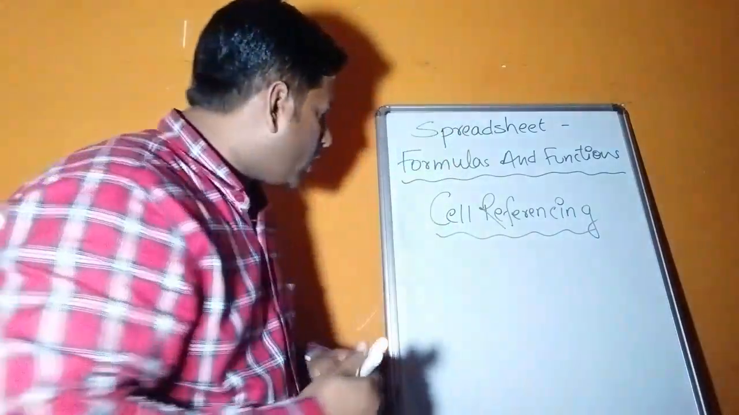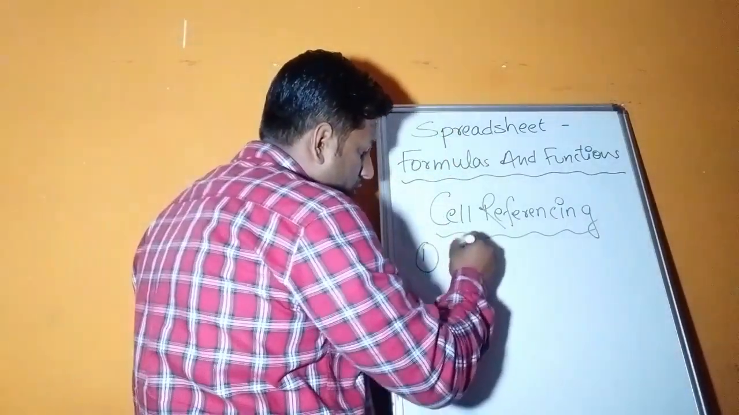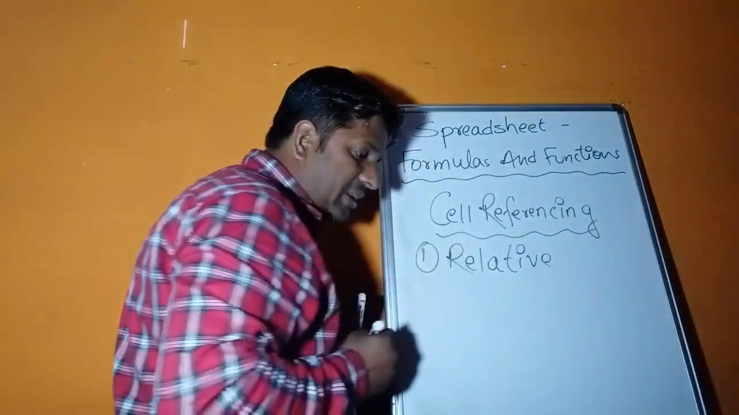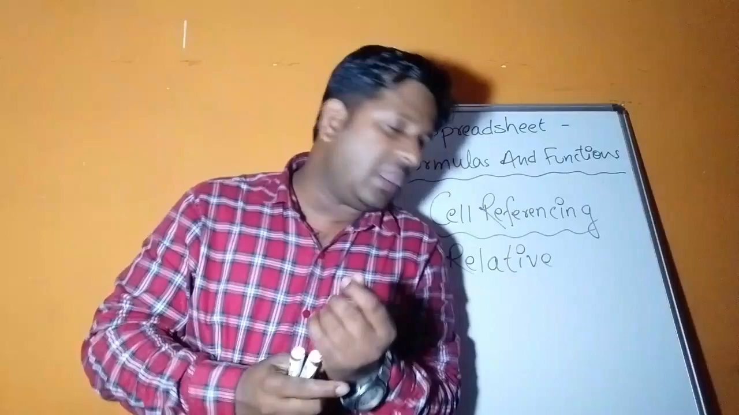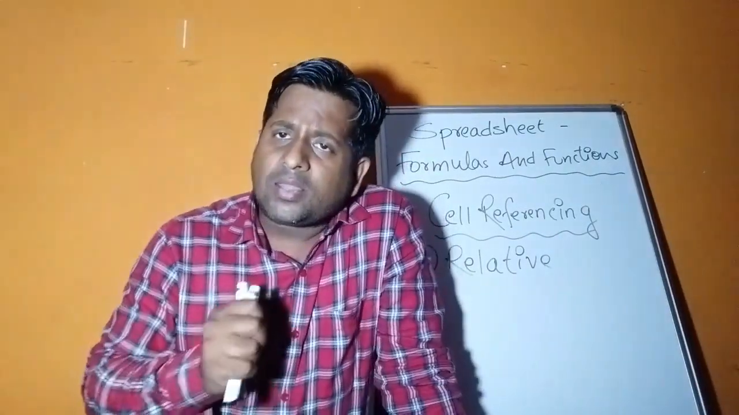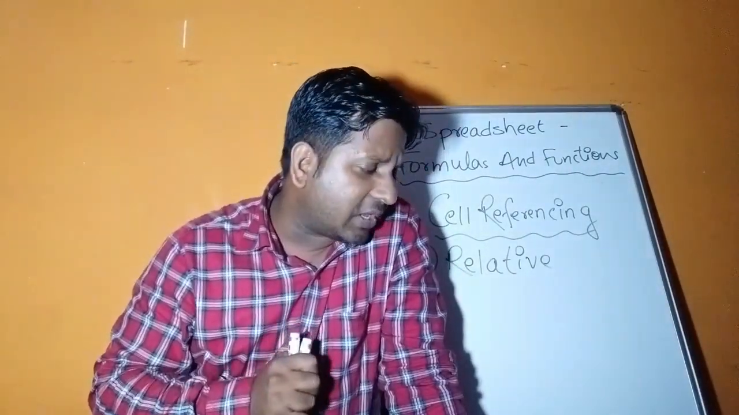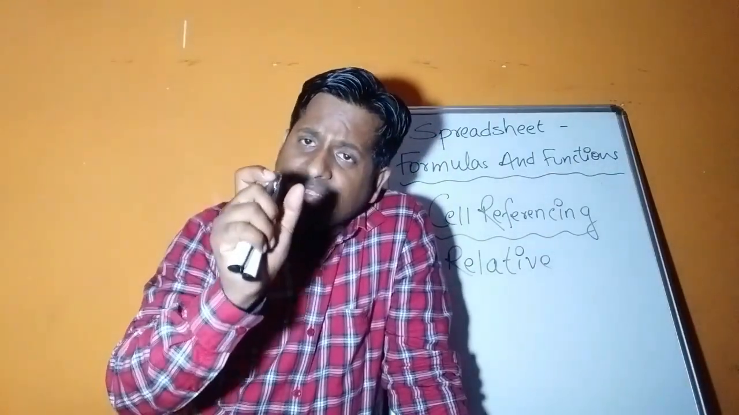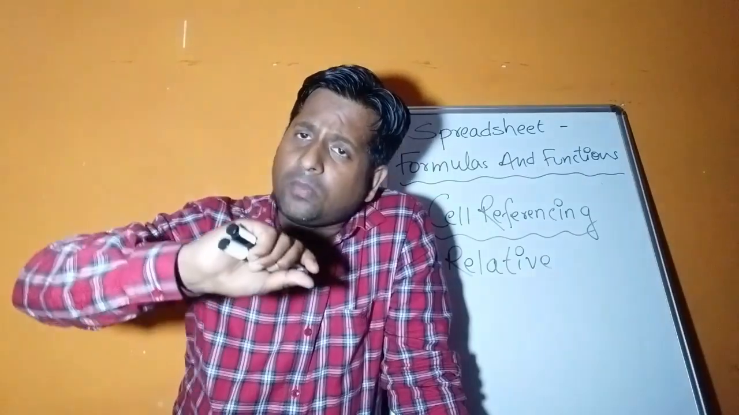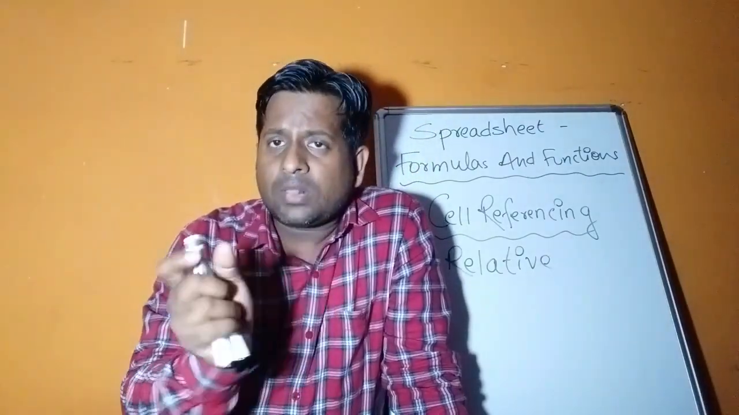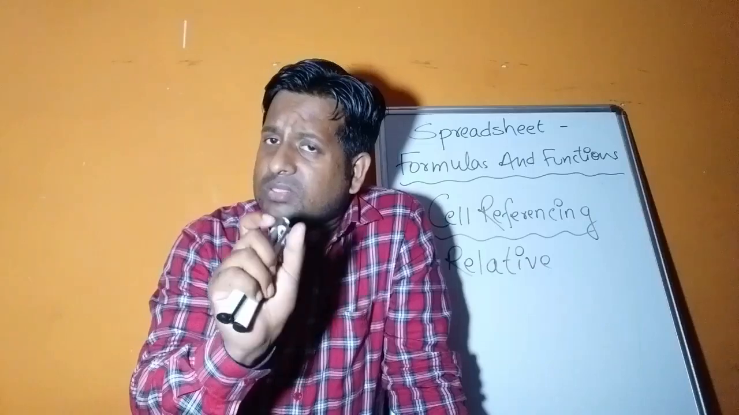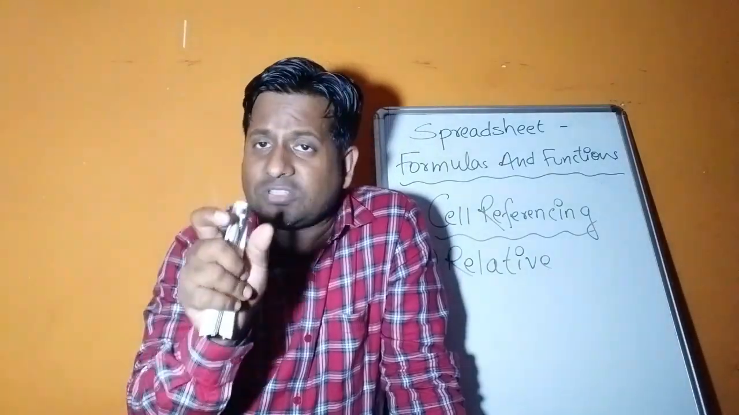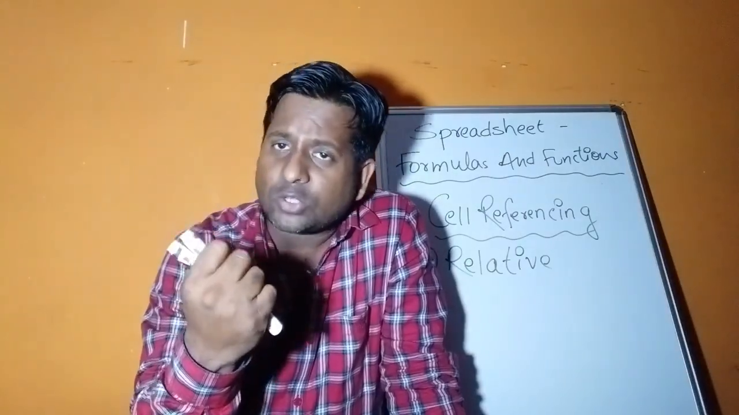The first type is known as relative cell referencing. In relative cell referencing, the cell means a combination of column and row. For example, if A1 is the name of the cell, that means A is the column and 1 is the row. That means every cell has two parts, column as well as row.